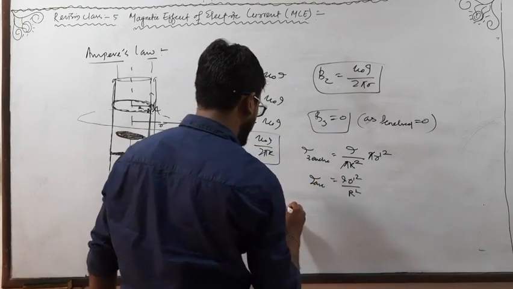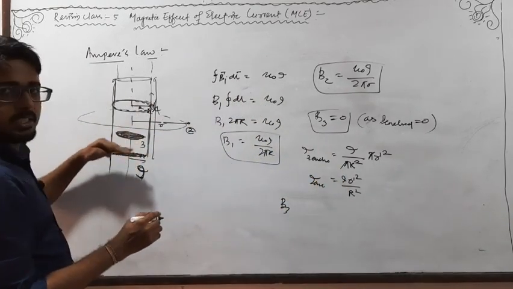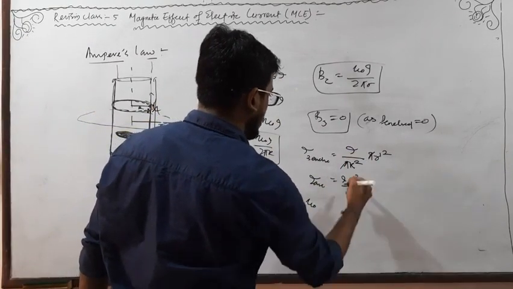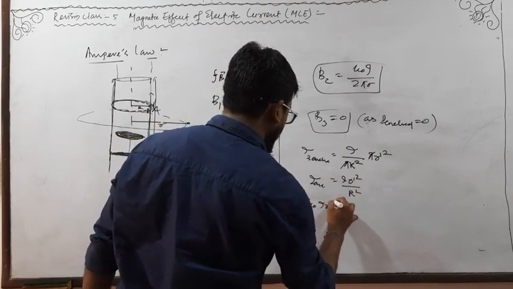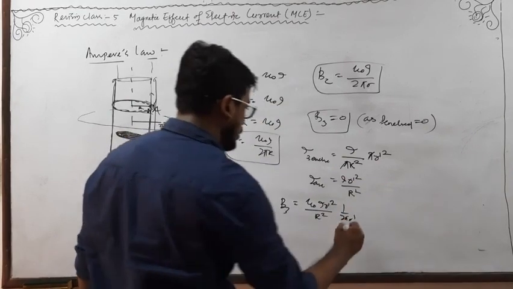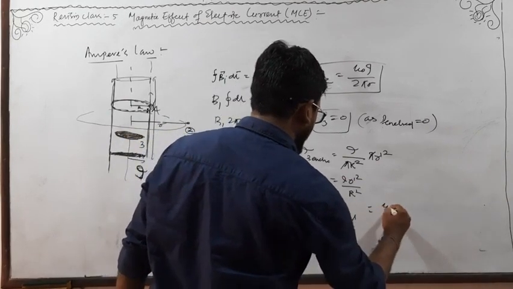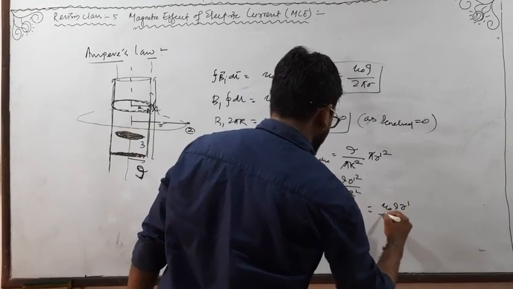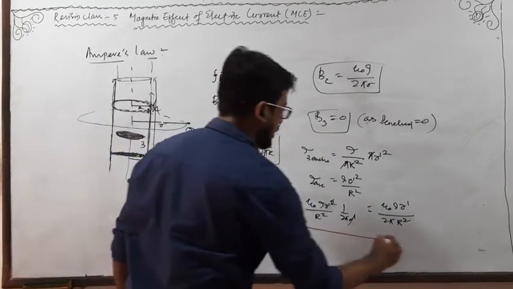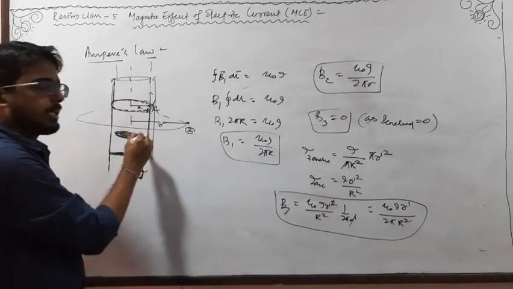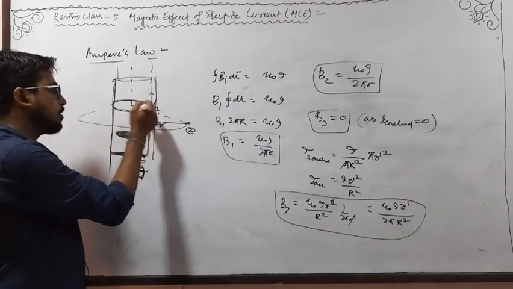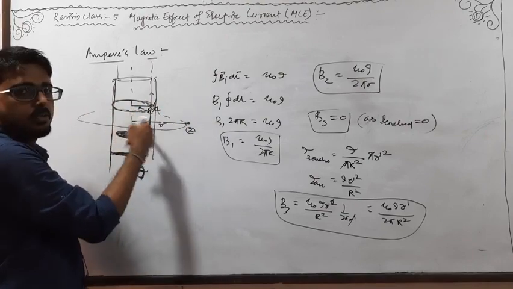So B3 for this, if the conductor is solid and current is uniformly distributed, will be how much? Mu naught, what is I enclosed? I enclosed will be I r dash square divided by r square into 1 by 2 pi r dash. So r dash will get cancelled. So mu naught I r dash divided by 2 pi r square will be the expression for magnetic field strength inside the solid current carrying conductor. But for the case 1 and 2 the expression remains same because the complete current will be the enclosed current for these 2 Amperian loops.